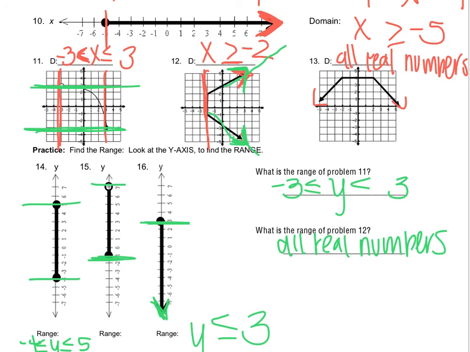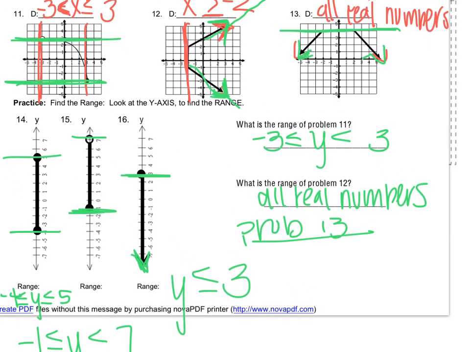For number 13, I'm looking for the bottom and the top. Well, there's the bottom of my graph, but it's arrows, so it's still going to keep going down. I do have a top to my graph. So for this one, this is problem 13. I know you have space for it on your notes. I made sure you did.